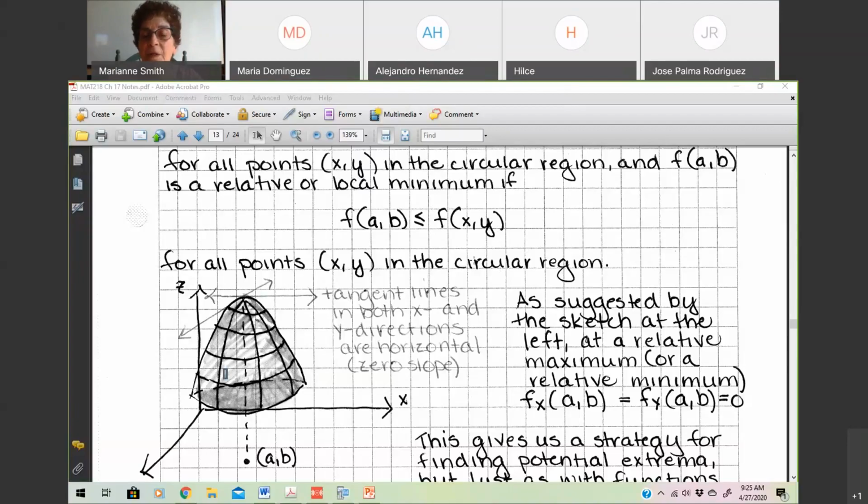The picture makes sense with the vertical tangent line and the horizontal tangent lines at the top. The same thing would be true at a minimum. Let me show you some better drawings with better tangent lines. I'm going to open up the PowerPoint just briefly to show you pictures.